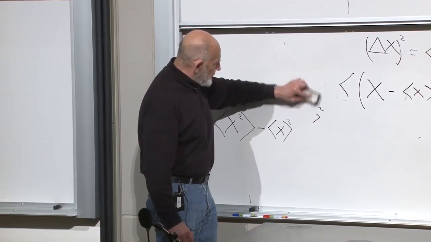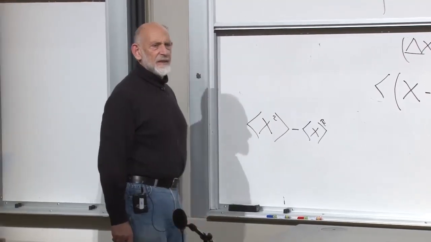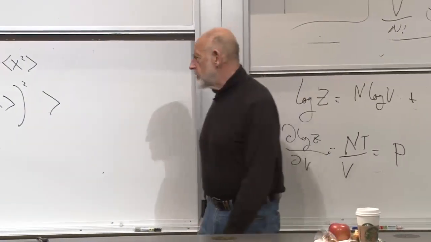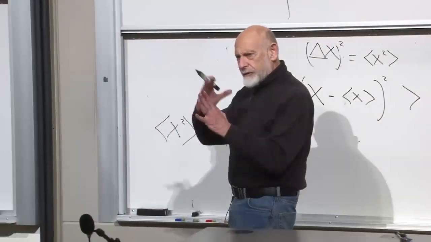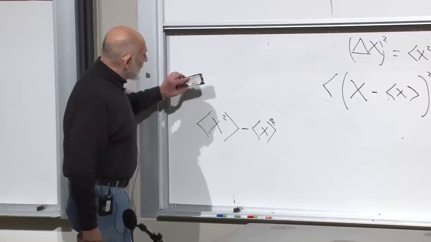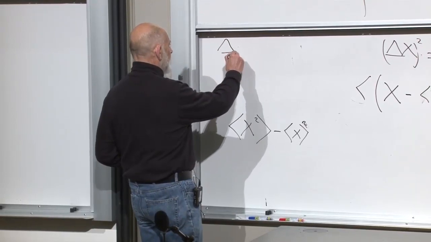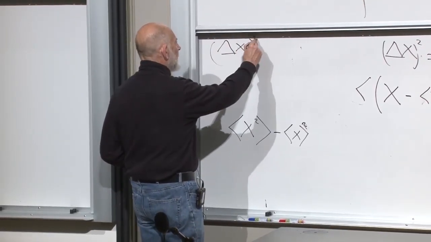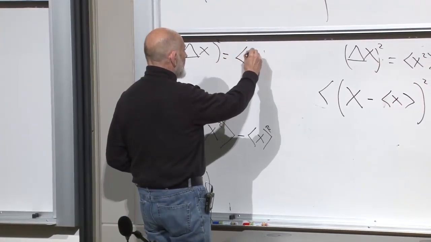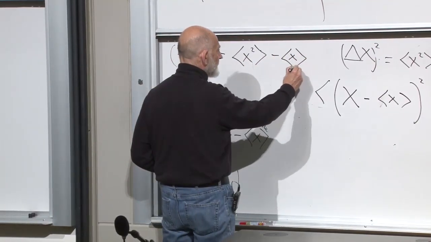That's called the fluctuation, or I don't know, does it have another name? Yeah, the variance. This is called the variance, but what it means is it's the fluctuation away from the norm, away from the average. All right, so let's keep that in our bag of tricks: the uncertainty in x, or the fluctuation in x, the square of it, is by definition the average of the square minus the square of the average.